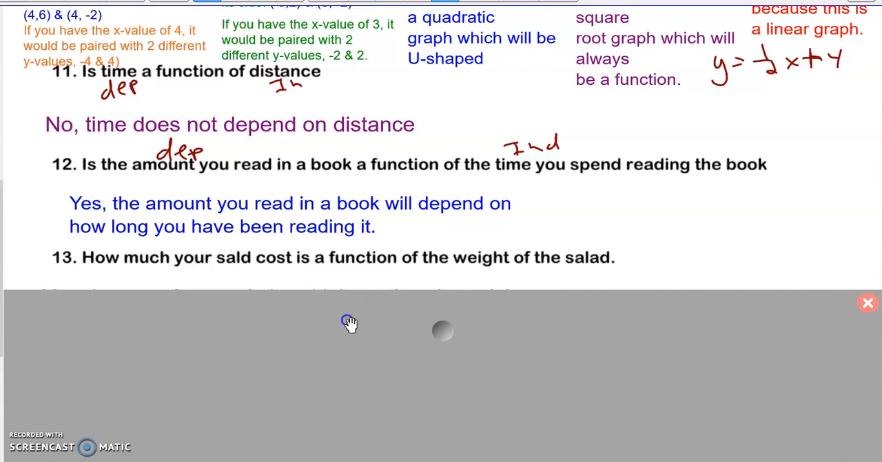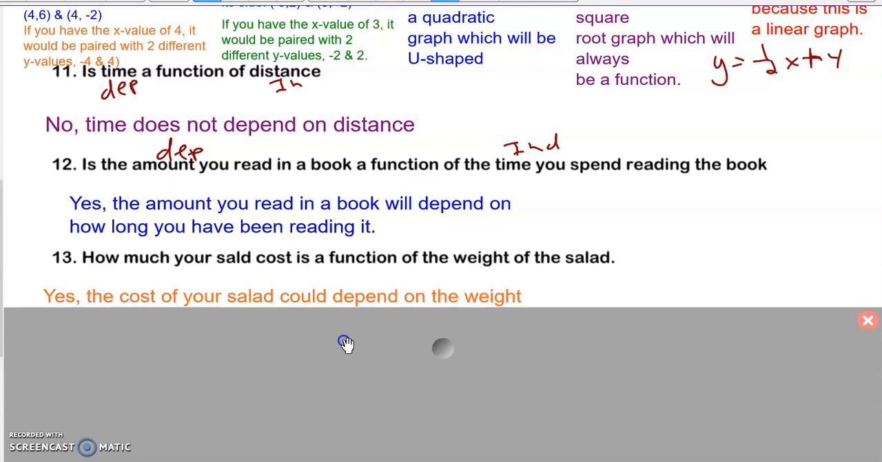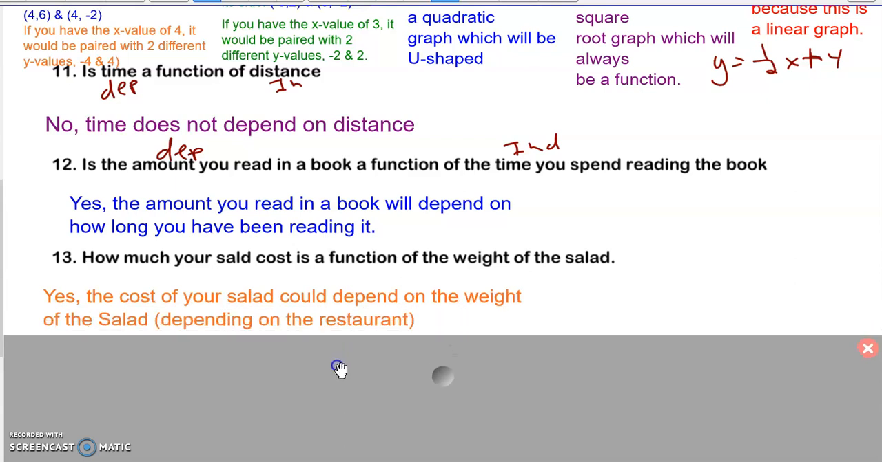Taking a look at the next one, how much your salad costs is a function of the weight of the salad. Yes, the cost of your salad could depend on the weight of the salad, depending on the restaurant. So, yes, the cost depends on whether it weighs a lot. So the cost is the dependent variable, and the weight would be my independent variable. If I have a small salad, I'm going to pay less. If I have a big salad, I'm going to pay more.